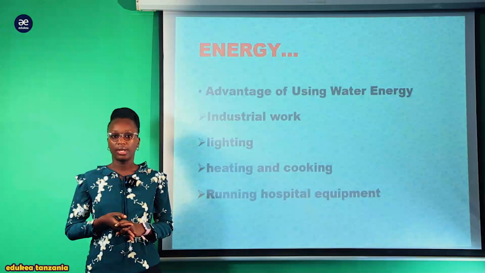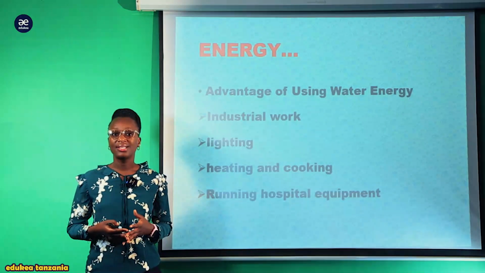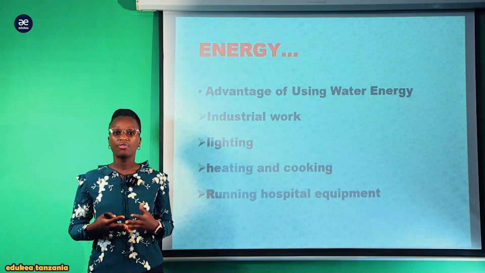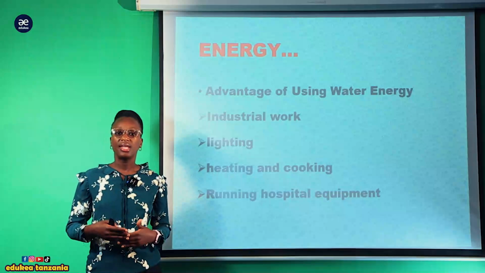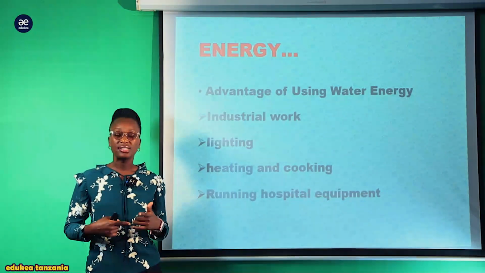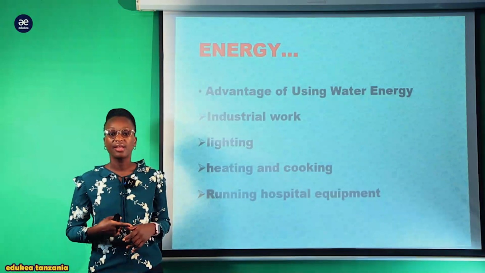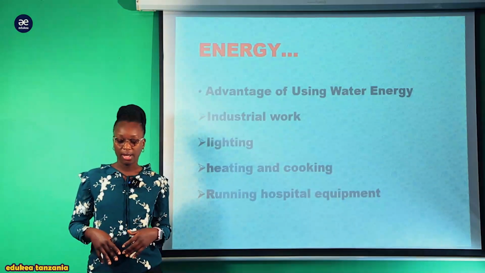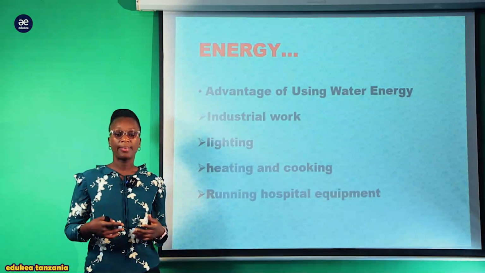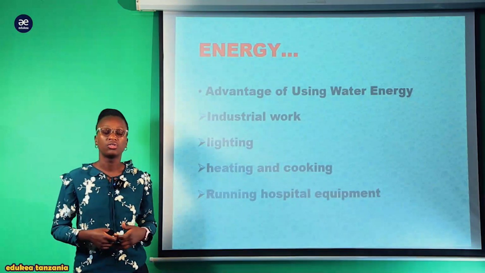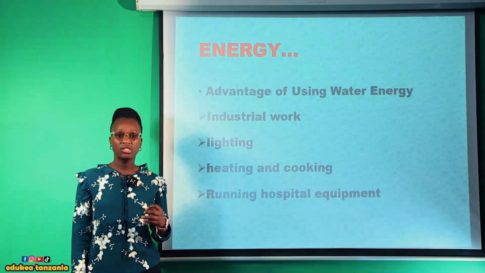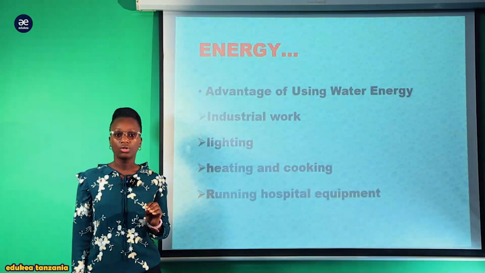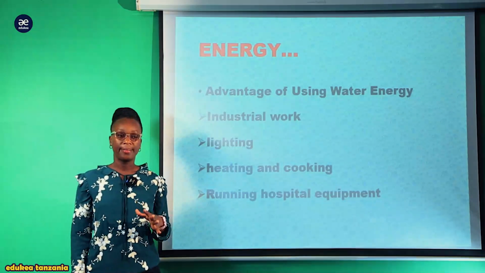But also heating and cooking. The cookers are connected with the energy obtained from water energy, and connected to their apparatus, which convert water energy to another form of energy, heat energy, which they use for cooking and heating purposes and so on. Another is running hospital equipment. The equipment of the hospital depends mostly on water energy. So water energy is very crucial for running hospital equipment.